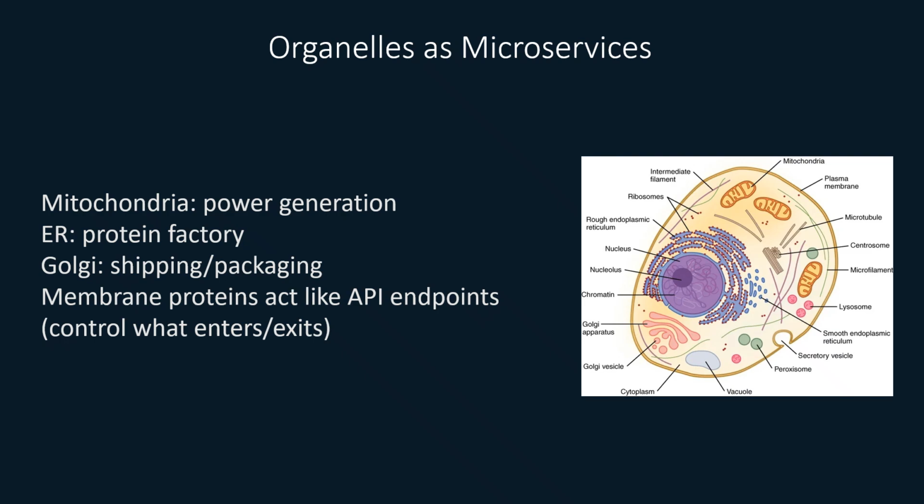Inside the container, there are specialized subsystems, what you call organelles, each handling a part of the workload. You can see some examples here, like mitochondria for power generation. You can think of membrane proteins as acting like API endpoints. Let's talk about logistics.